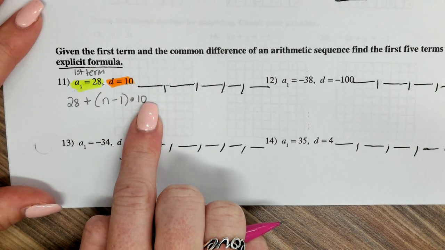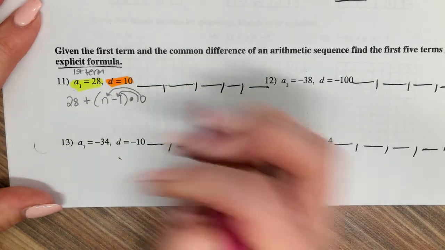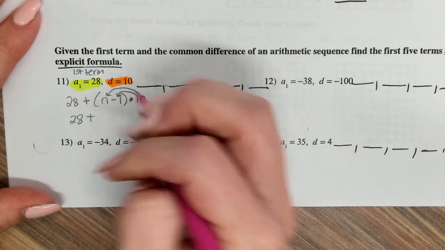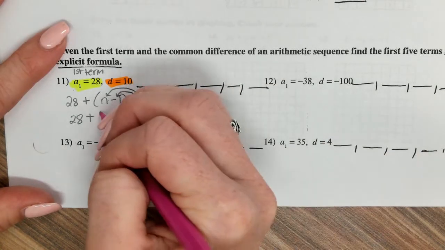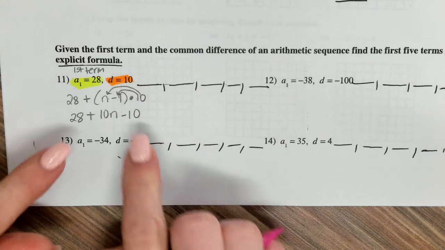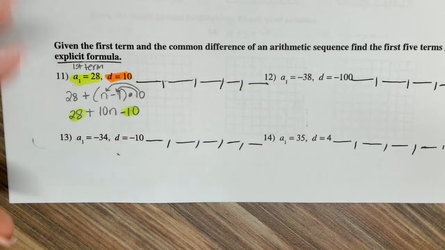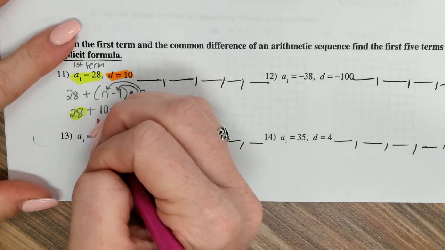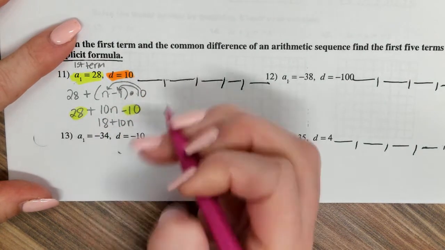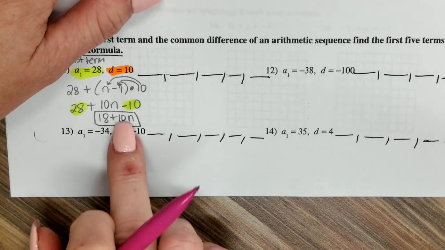Does that make sense? You're going to distribute it here and here. So I have 28 plus, what's 10 times n? 10n. And what's 10 times negative 1? Negative 10. Okay, can I combine like terms right there? And 28 minus 10 is? So my explicit formula is that. Find the explicit formula first.